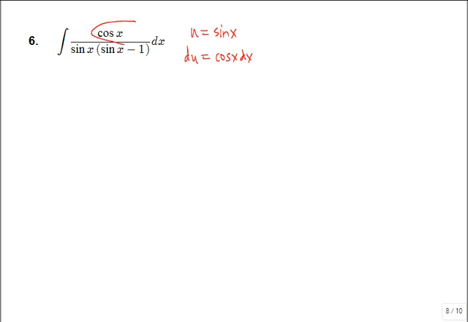So all of this becomes my du, and in the bottom we're just going to have a u right here and a u minus 1 right here, and there was nothing left in the top since that cosine joined up with the dx to give you that du, so we just have a 1 on top.